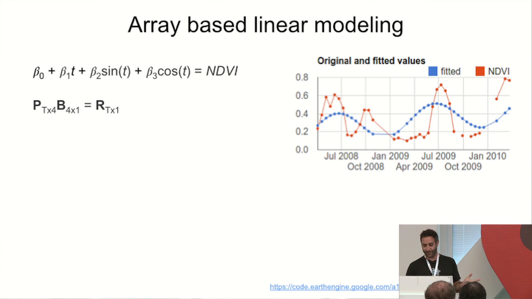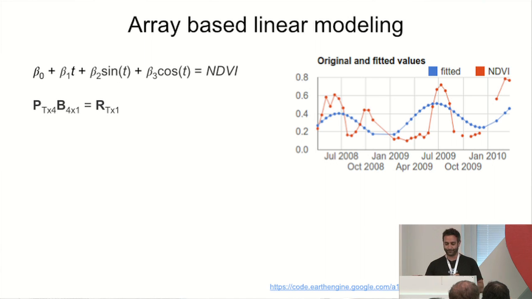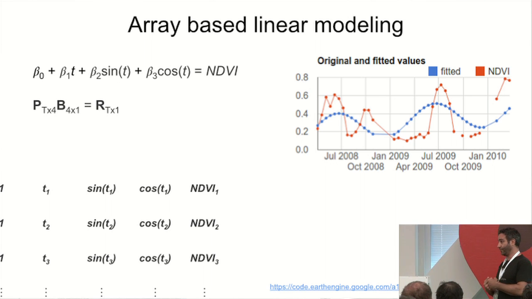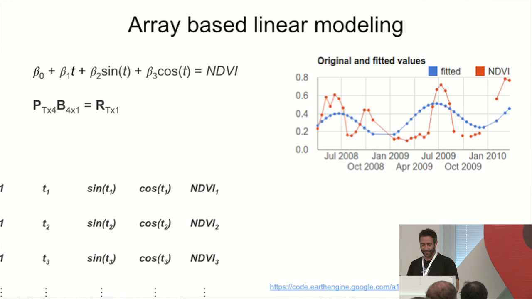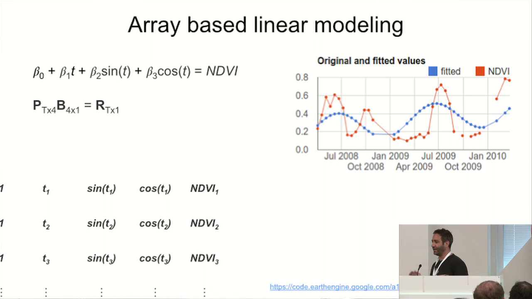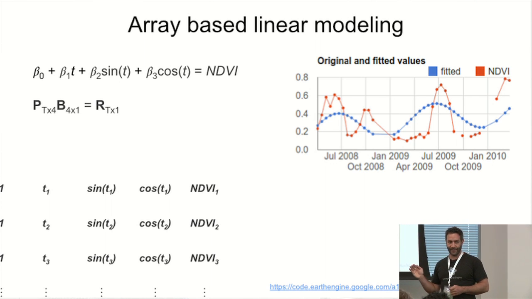But fundamentally, we've got this little linear equation here. Specifically, we have our pixel value. P is for pixel. B is for betas. Those are the coefficients. R is for the response variable, which in this example is NDVI over time. To set this up and solve it the long way in Earth Engine, which is what we're going to do with matrices here, first you have to assemble an image collection such that each image in the collection has the independent variables in it.